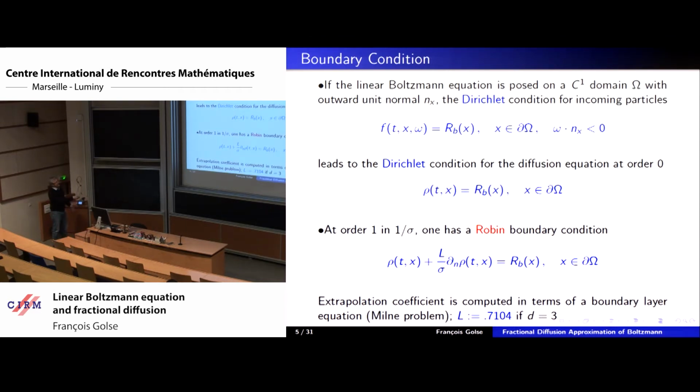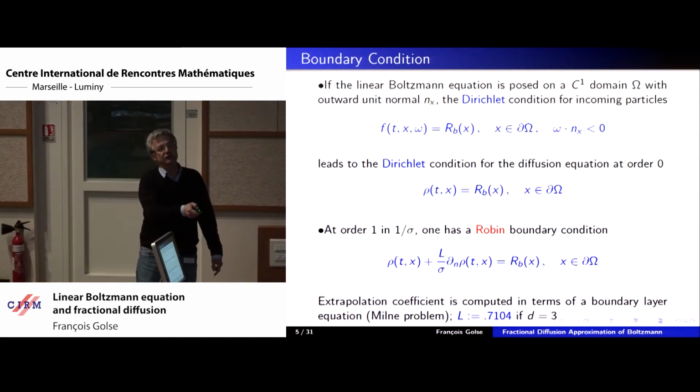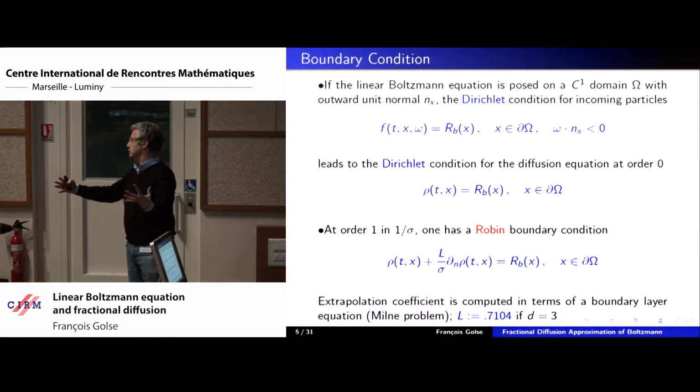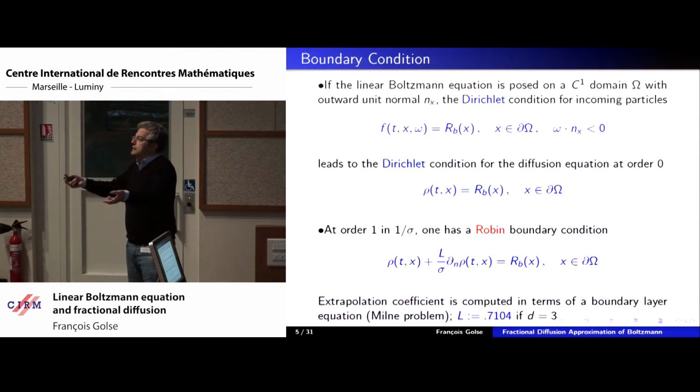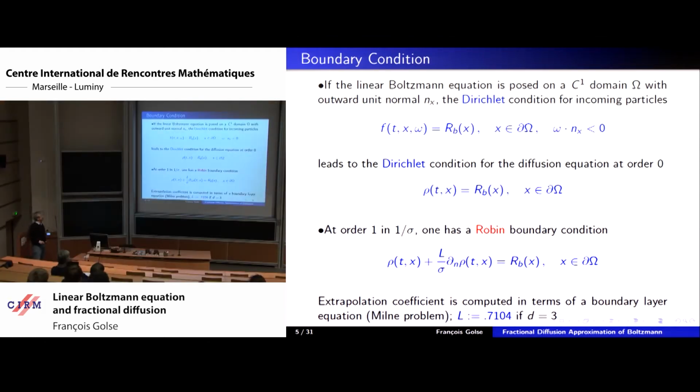It's old stuff. So anyway, here you replace this boundary condition by this one, and the reason why it's called extrapolation length is that this is essentially equivalent to saying that you have a Dirichlet condition on a domain which is slightly larger. So you enlarge the domain omega by a length which is precisely L over sigma, which is small, and there you have the Dirichlet condition. We are going to recover this Robin boundary condition later in the talk.